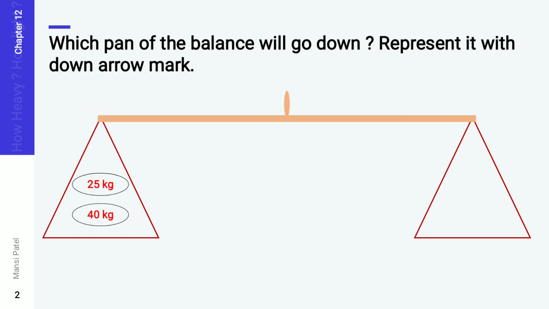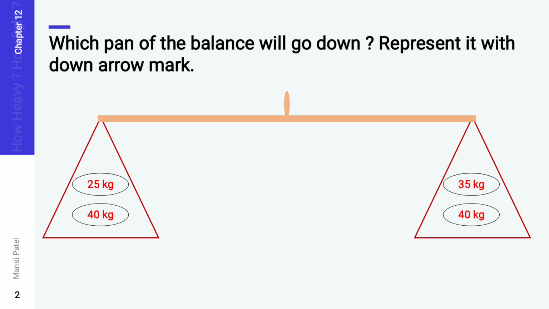Here in the first one, there are two weights: 25 kilogram and 40 kilogram. Whereas on the other side, there is 35 kilogram and 40 kilogram. Now you have to decide which part of the balance will go down. For that, what do you have to do? You have to add both parts, and after that decide which one will go down.